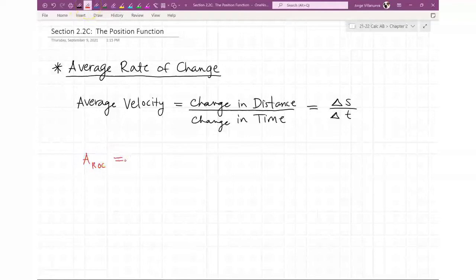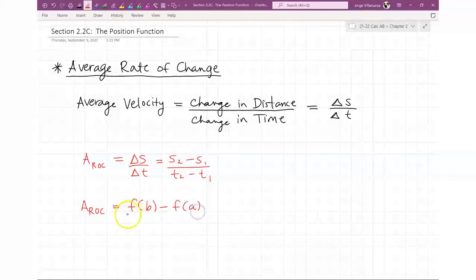So it's AROC, that's what we call it. AROC, rate of change, is delta S over delta T, right? Which is basically like saying S sub 2 minus S sub 1 over T sub 2 minus T sub 1. So that should look familiar to just the slope formula. Okay? Other people prefer to write it a little differently. So I'm just going to show you one more. They'll use f of b minus f of a over b minus a.